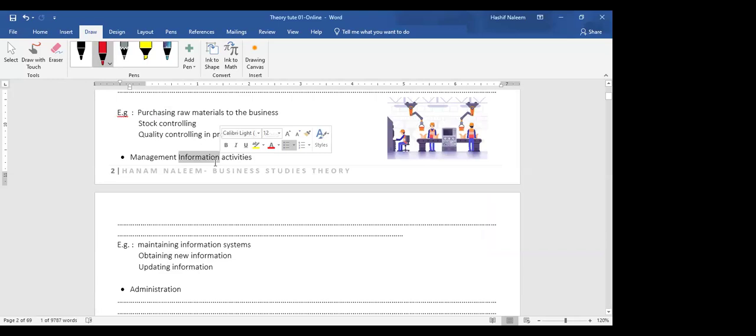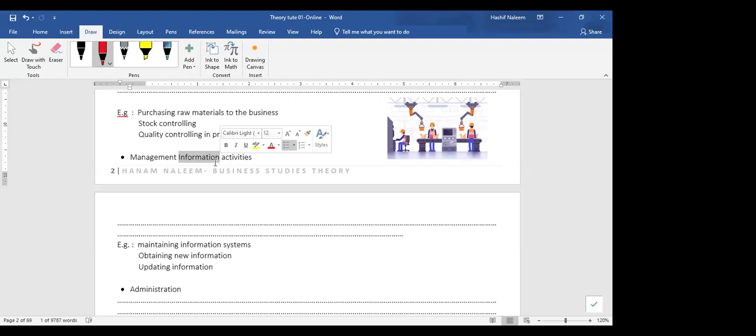When you take businesses, there are some businesses where information is wealth. For example, telecommunication companies like Mobitel, Hutch, Airtel, Dialog. For them, information is very much needed, such as customers' information. So what they have to do is manage it, right? They have to update it whenever there's a change. They have to put it into their system whenever they get a new customer. So there's an activity for that also.